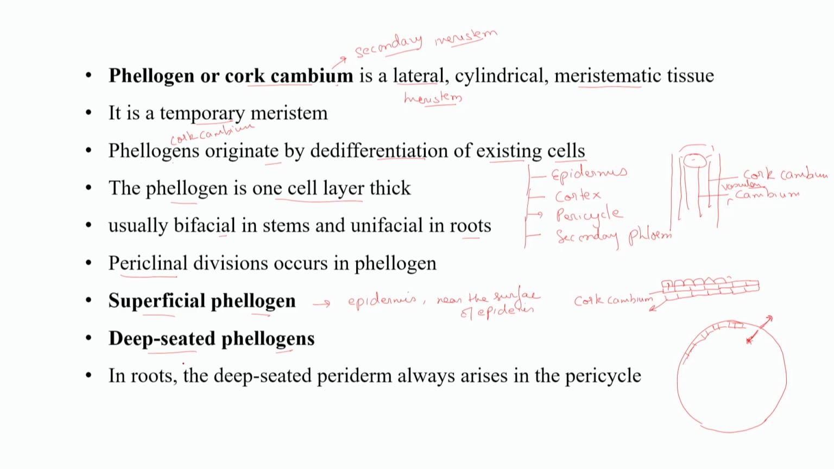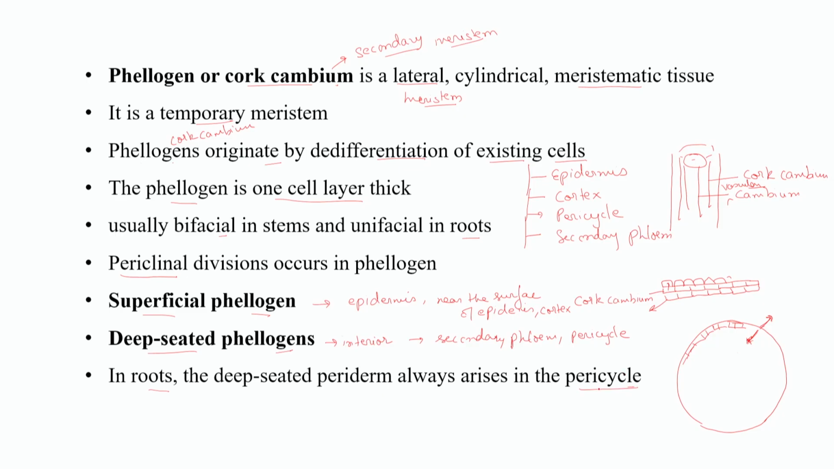Now, deep seated phellogens will definitely arise from the interior of the stem. They can arise from secondary phloem, from the cortex, some superficial layers of cortex, or the pericycle. These layers can give rise to deep seated phellogen, whereas in root it is always observed that deep seated periderm definitely arises from the pericycle.